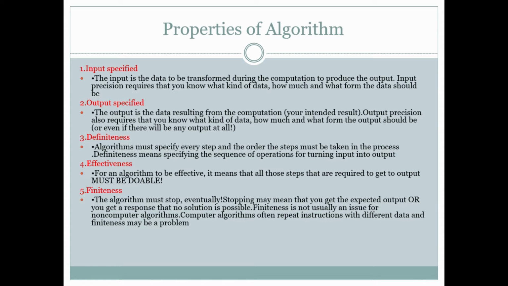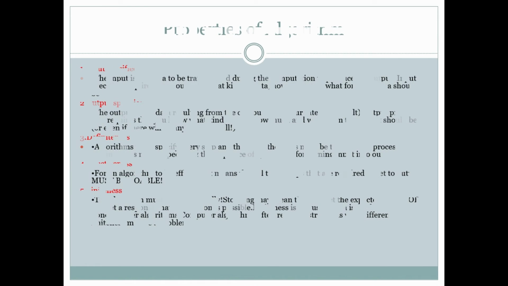Every step must be taken one after another. Effectiveness: while writing the algorithm, the steps should go to meet the output. The steps should also have finiteness. There should be a finite number of steps. If it started, it should have an end, or it should stop.